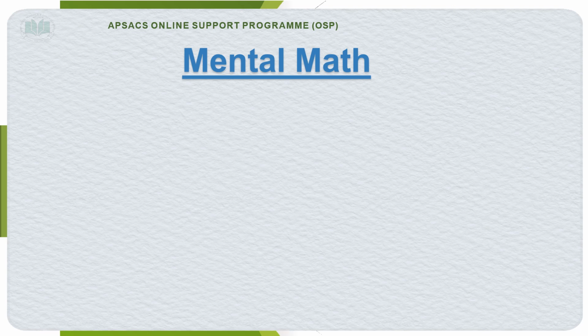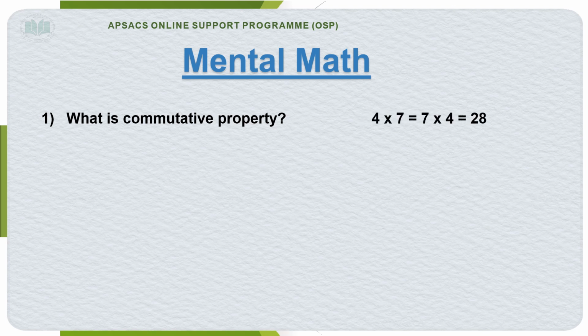Now it is the time for mental math activity. So here is the question. What is commutative property? Okay, very good. So you remember that in commutative property, when two numbers are multiplied and they change their places, the answer or the product remains the same. For example, 4 multiplied by 7 is equal to 7 multiplied by 4, the answer will remain the same.